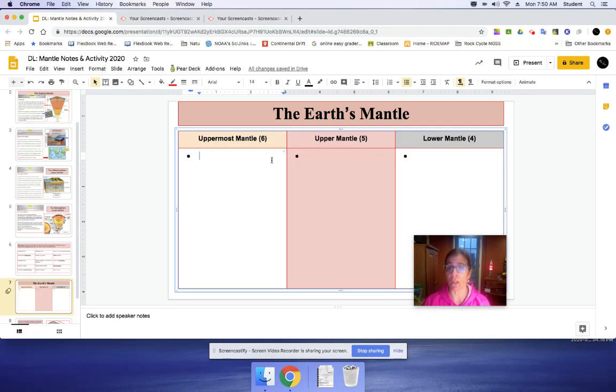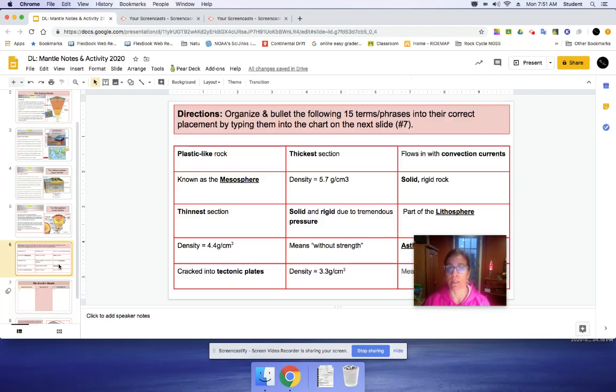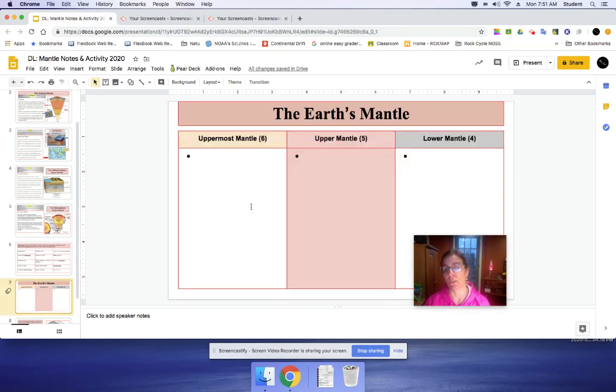Now, when you take a look at the chart on slide 7, you'll see that I have the three different parts highlighted in the headings of the table: uppermost, upper, and lower. And you'll also notice that there is a number next to each of the headings. That number is there to give you a clue as to how many words or phrases you'll be bulleting in each heading. So the uppermost mantle should have 6 total bullets. The upper mantle should have 5 total bullets, and the lower mantle should have 4 total bullets from slide 6. So again, you're taking the words and phrases from slide 6 and organizing them into the appropriate part of the mantle in slide 7.